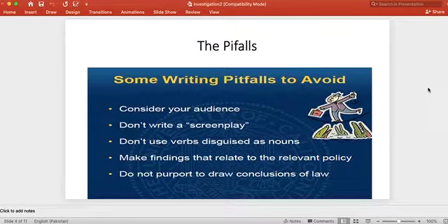Make findings that relate to the relevant policy. The writer has to take care of the policy, and after that, he has to take care of the findings as well. The writer should consider how much they are related with each other. Do not purport to draw conclusions of law. Law is fixed, law is made by the people, and then law can be considered while writing a report. But the person who writes the report has no right to interpret the law. That person will simply mention the law and present his report as per his discoveries or investigations. That person is not required to investigate the law.